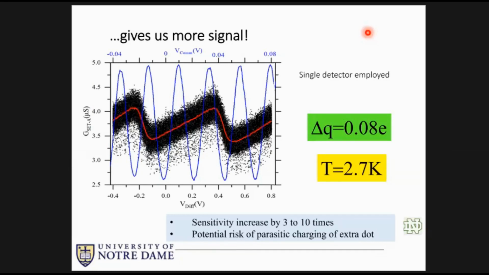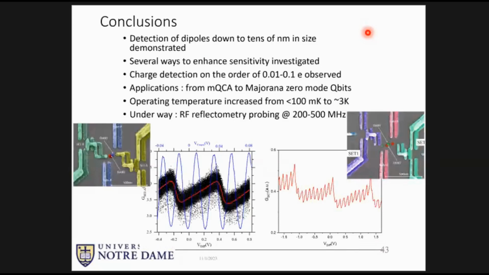And at 2.7 Kelvin, these are 200 traces of black dots. So it's not a huge spread, to be honest, right? The red curve is just beautiful and very nice and smooth, but still, even the raw data look very promising. As a result, we can see that our sensitivity went up by almost an order of magnitude, and we get very good signal. This was actually what we published for this conference. So the temperature, as you can see, went up from below 100 millikelvin to 2.7 Kelvin.